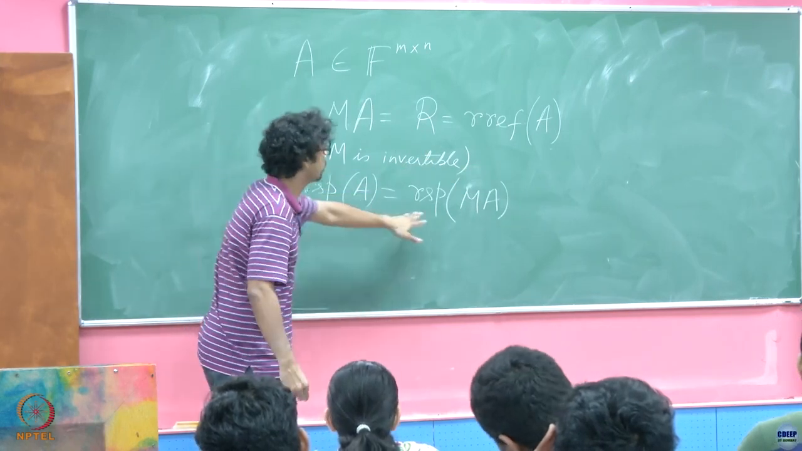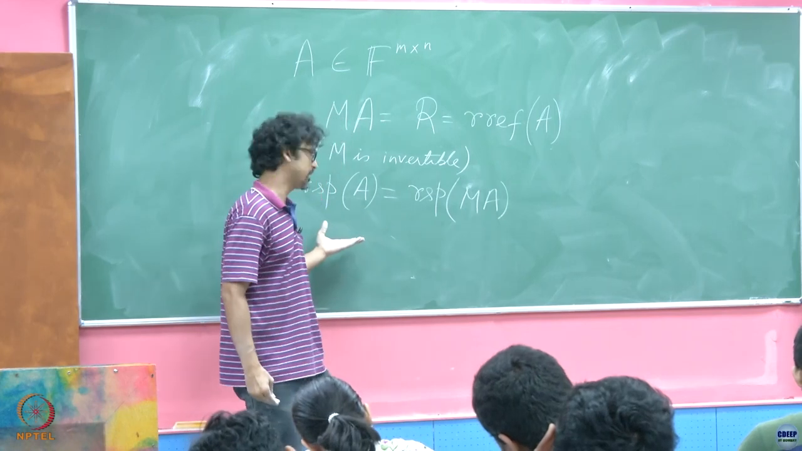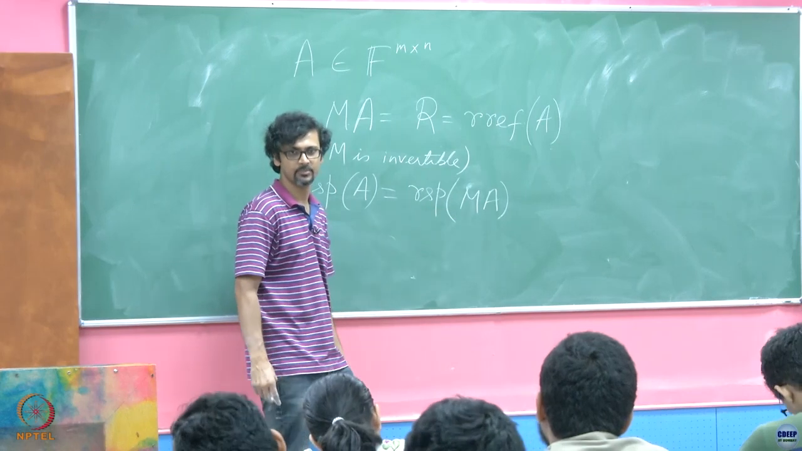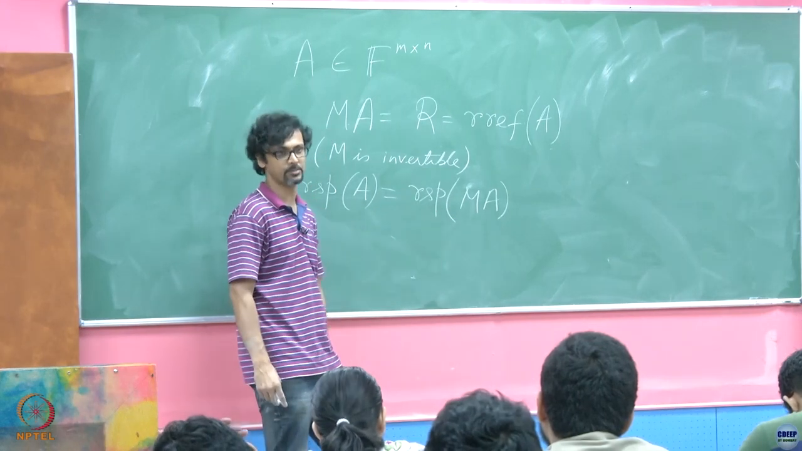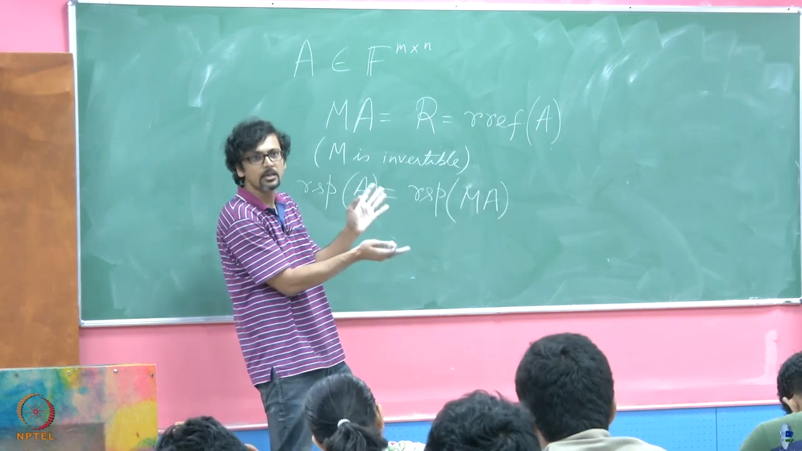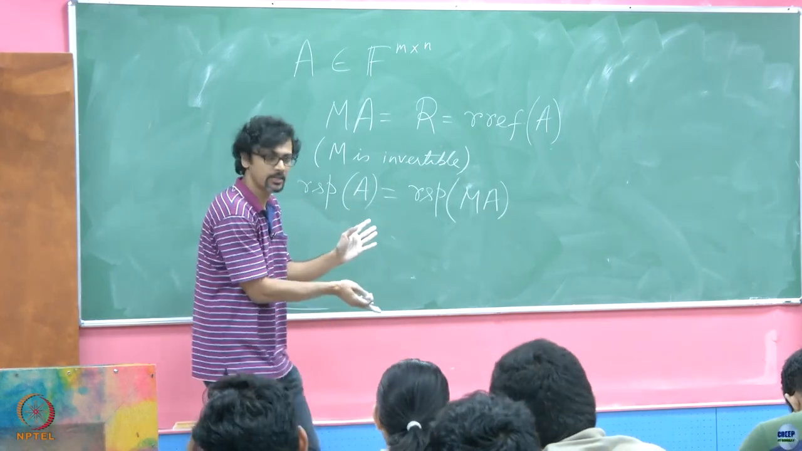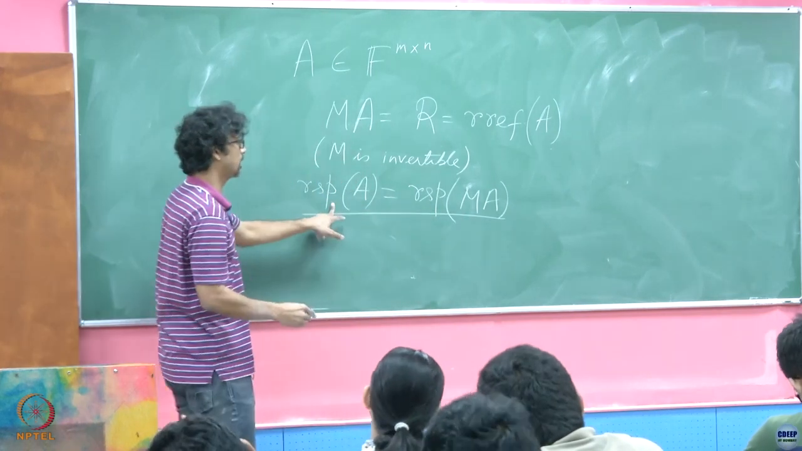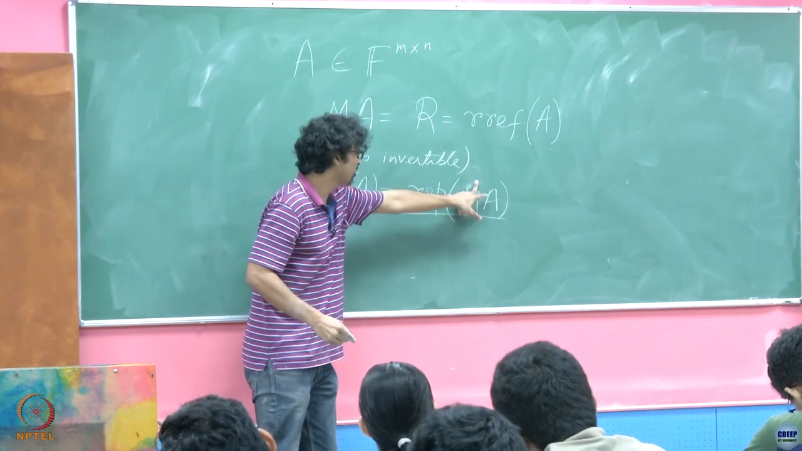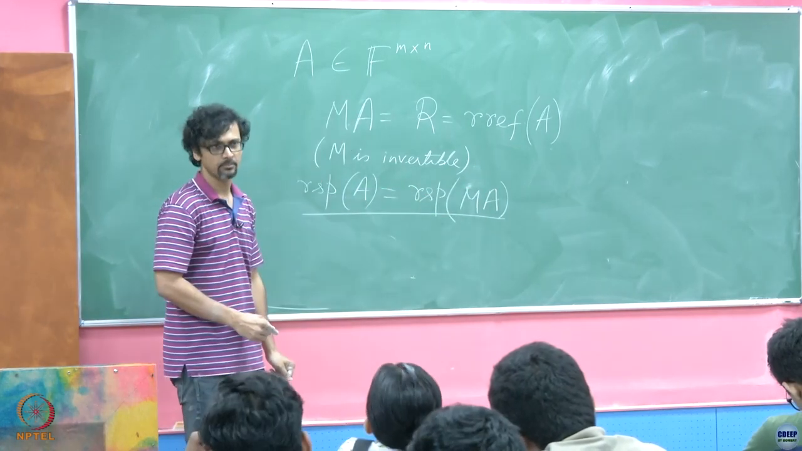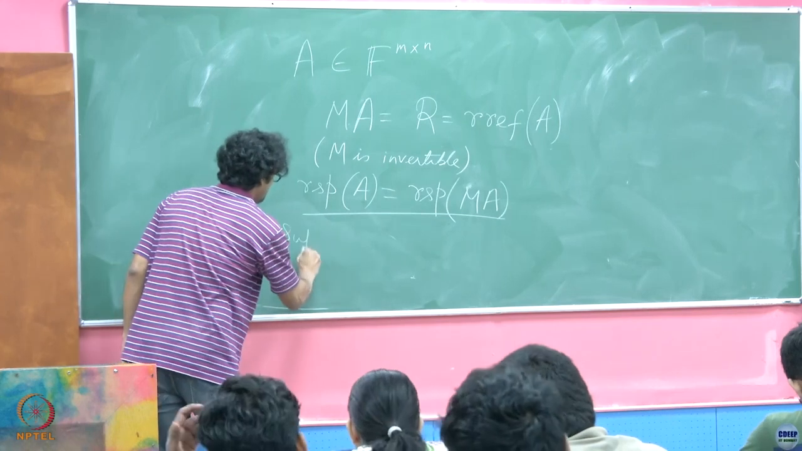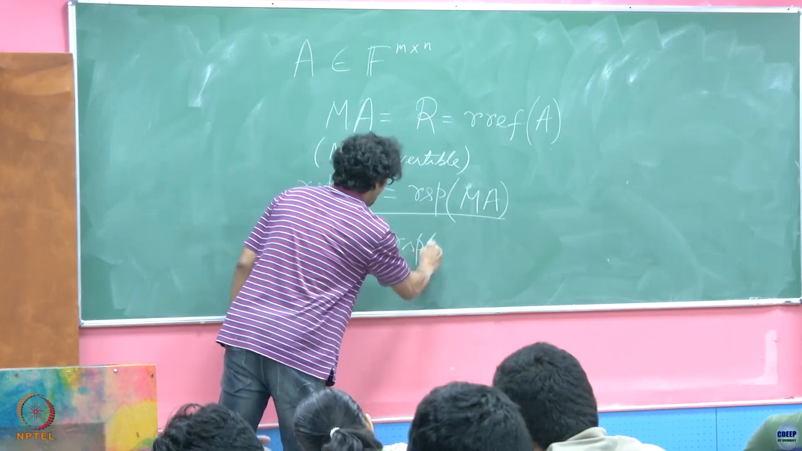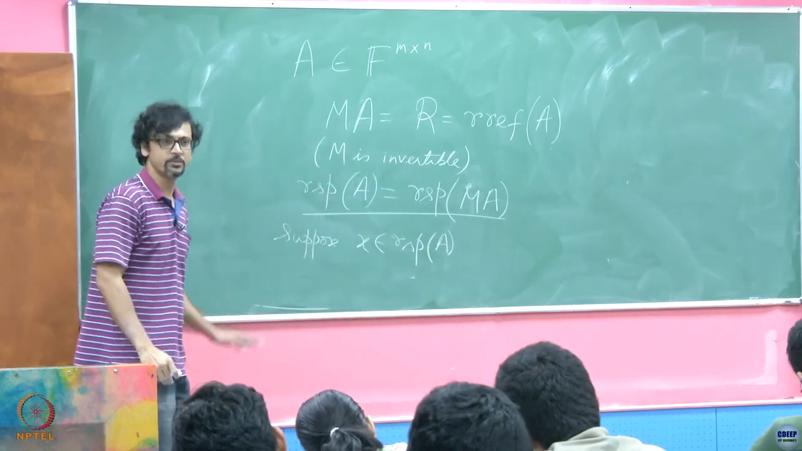So if we want to show this, these are both subspaces. By the same way we have shown that image is a subspace, the row span is also a subspace. In fact, the word span should give you a hint that it is a subspace. It is a space spanned by the rows, right? So if we want to show this, we have to pick an arbitrary object here and show that it belongs here, and an arbitrary object here and show that it belongs here, right? So suppose X belongs to the row span of A, which basically means what?